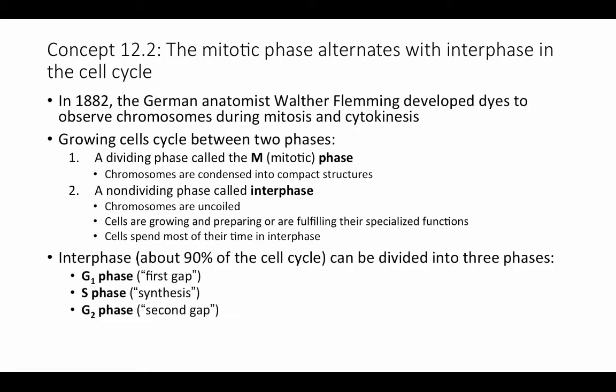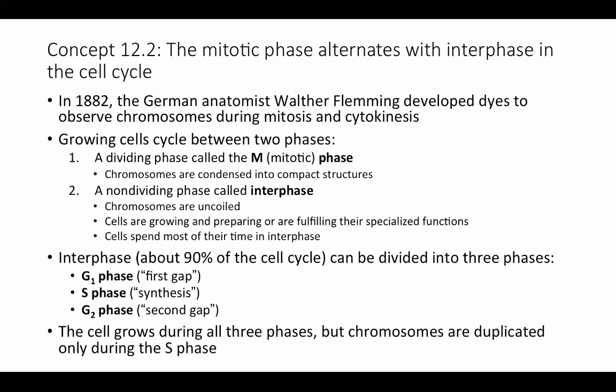So interphase can be divided into three phases. There are two gap phases, so the G1 phase is the first gap, and then the synthesis phase, and then the second gap phase, G2. And so the cell grows during all three of these phases, but the chromosomes are duplicated only during the synthesis phase, during that S phase. Synthesis refers to the duplication of the chromosome, DNA synthesis.